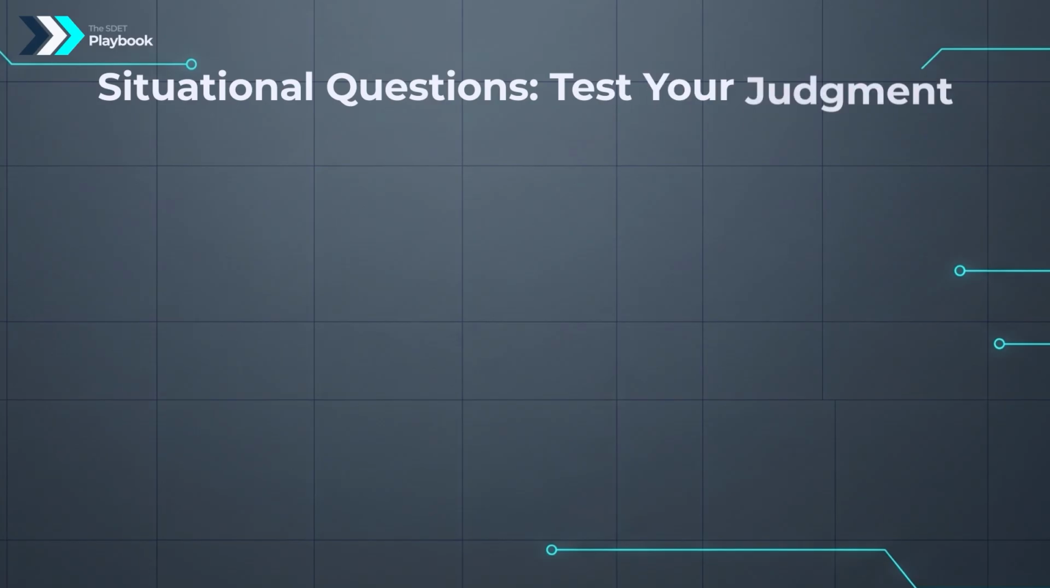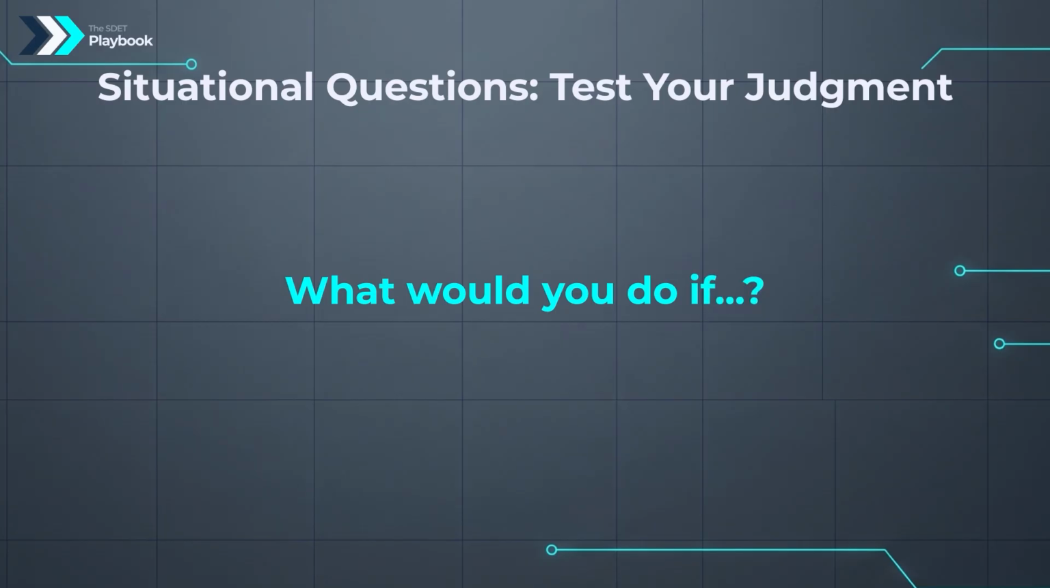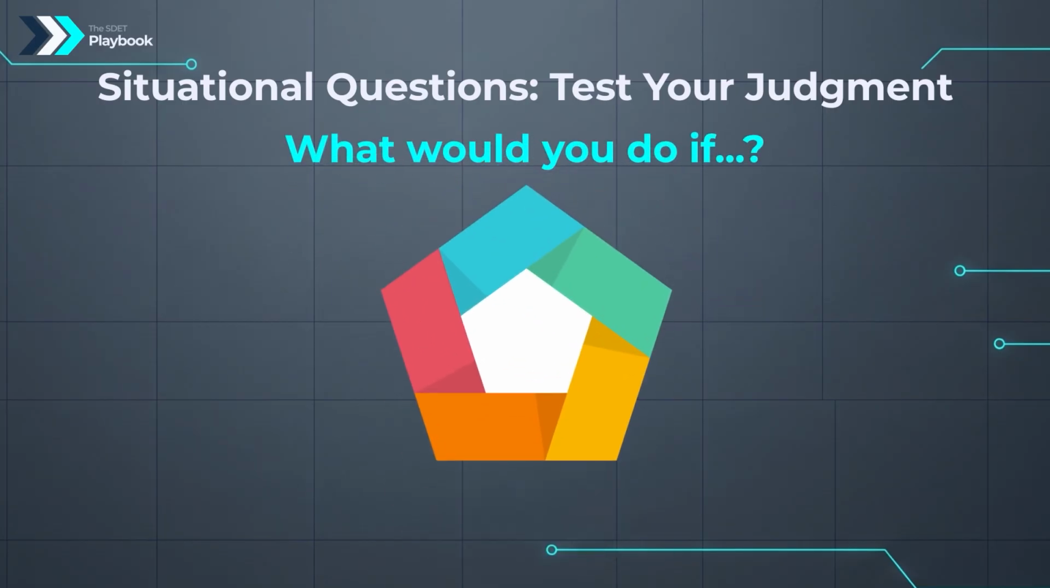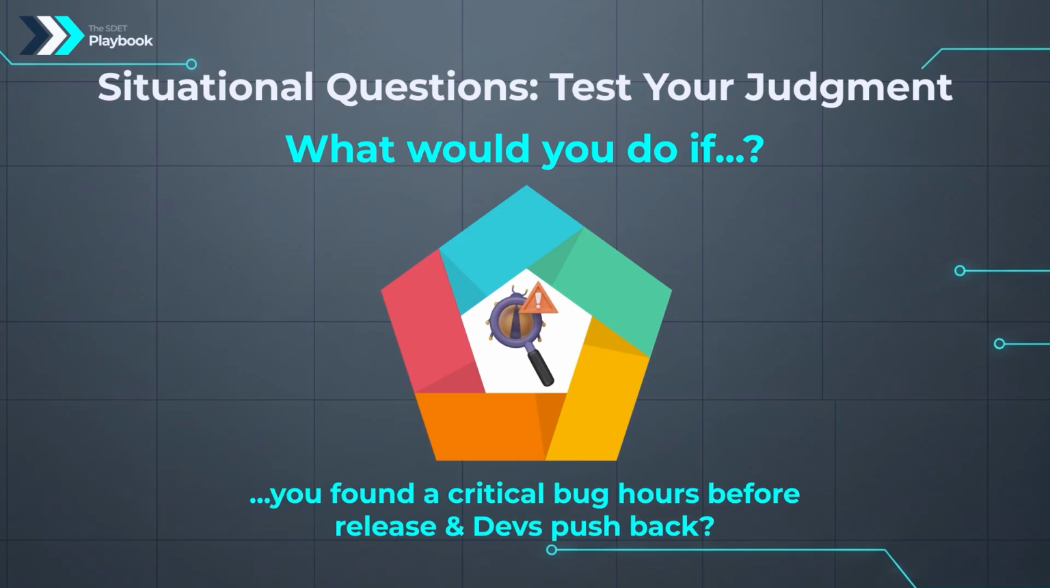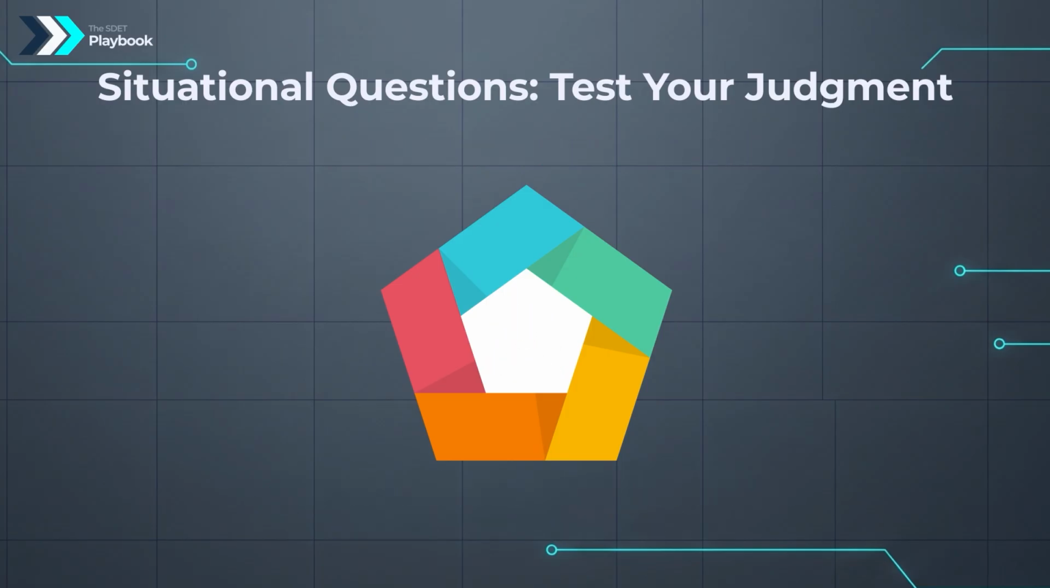Next up are situational questions. These are hypotheticals that start with, "What would you do if?" They're designed to test your judgment and your problem-solving process under pressure. You can't use a past story, so you need a logical framework. Let's use a high-stakes scenario. What would you do if you found a critical bug hours before a major release and developers were pushing back on fixing it? Here's how a top candidate handles this.